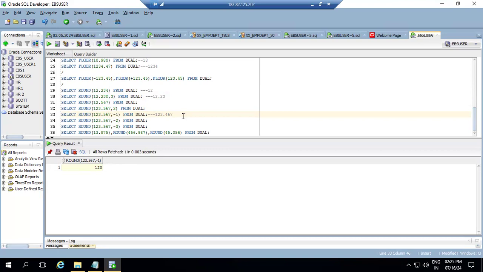So obviously, it will show you the output. 1 it will show, 2 it will show. So for 3, what happens here? It is less than 5. Obviously, you're getting the output as 120 only.